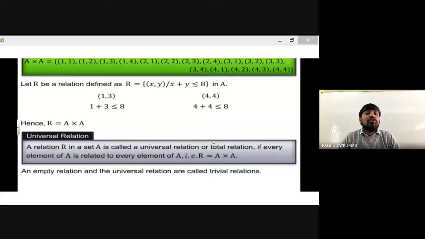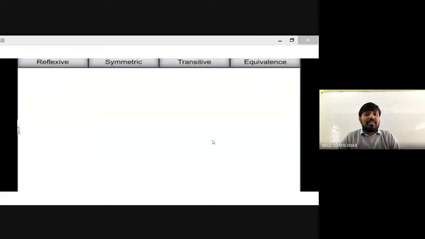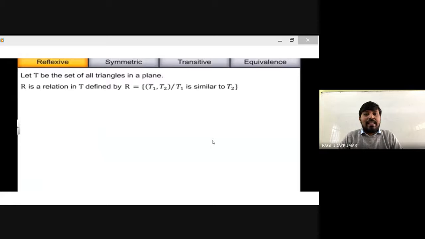Empty relation and universal relation are called trivial relations. It is not there in your textbook. And in relations you have different types of relations, which are very important from the examination point of view: reflexive, symmetric, transitive.